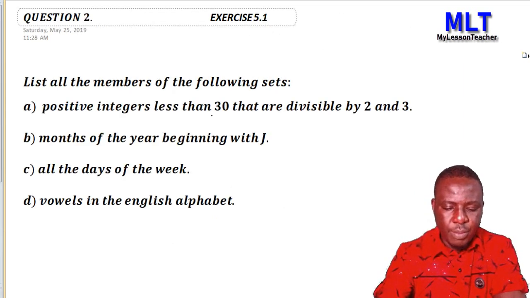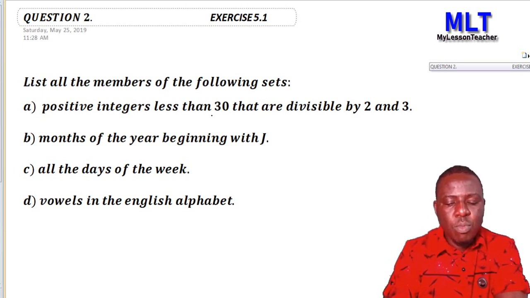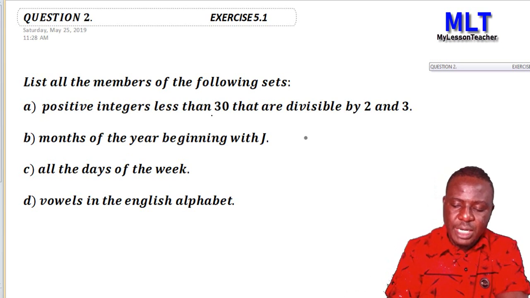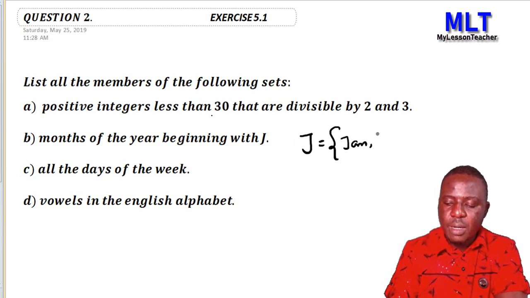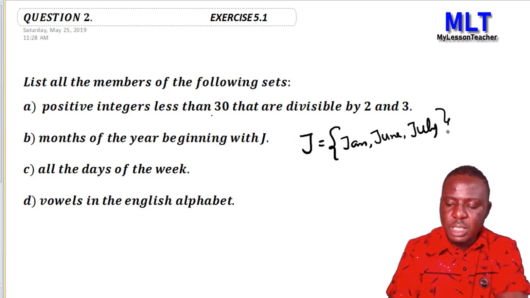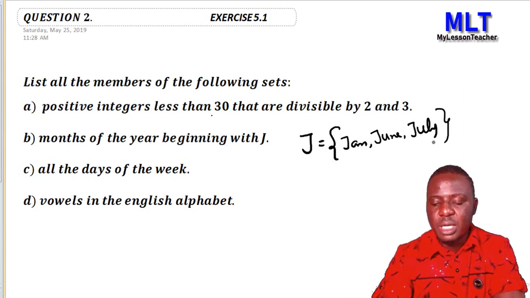Okay. B says months of the year beginning with J. Then you know that will be January, June, and let's say July. Yes, I think these are the three months of the year beginning with letter J.